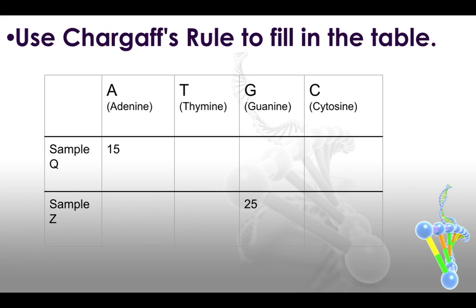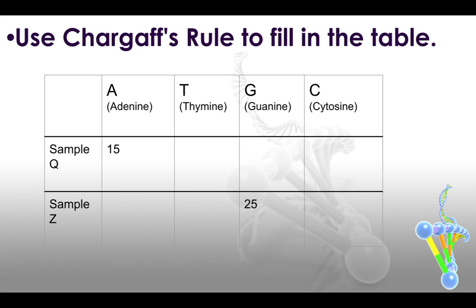So let's go ahead and apply our learning. So if we look at the following table, it's asking you to fill in the amounts of each of the different bases present in sample Q and sample Z. So take a minute, pause the video, and figure out what you think each of these samples equals. Then resume the video, and we'll look at what your answer should have been.